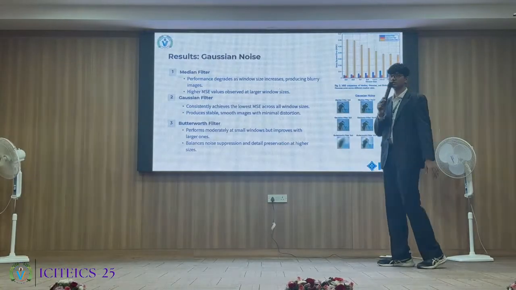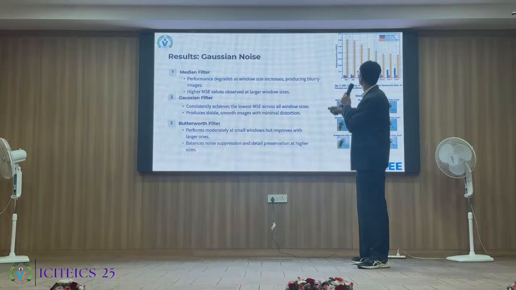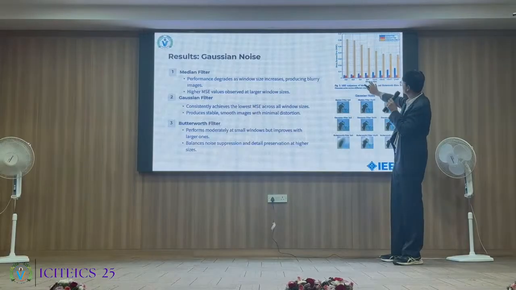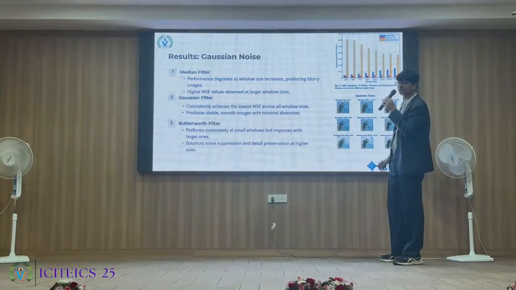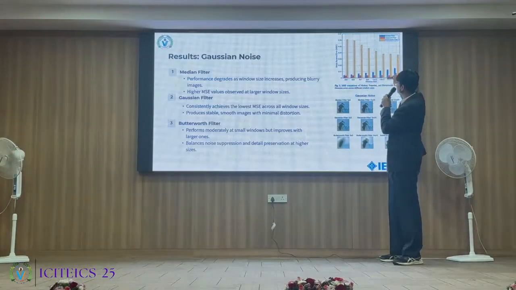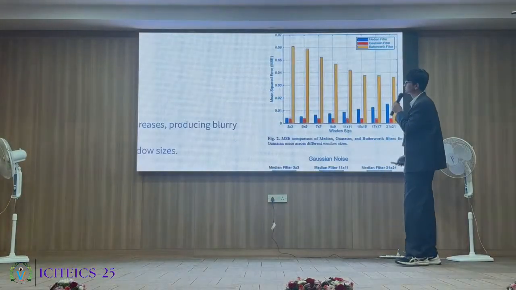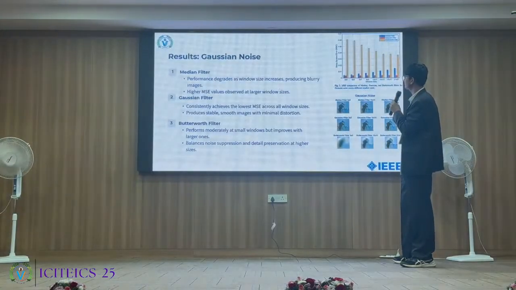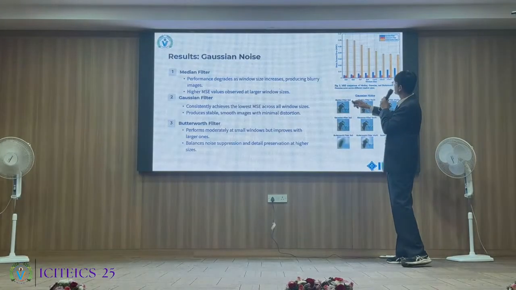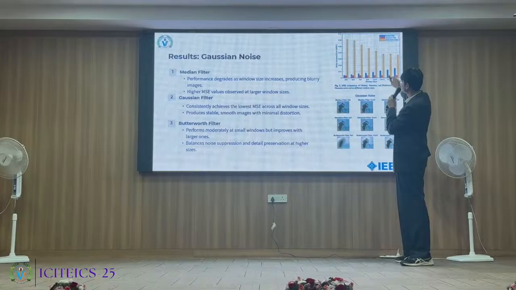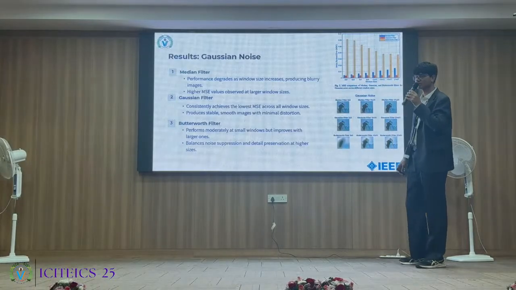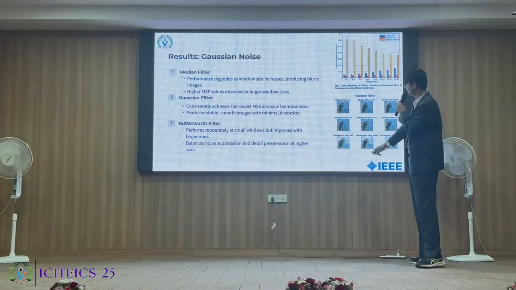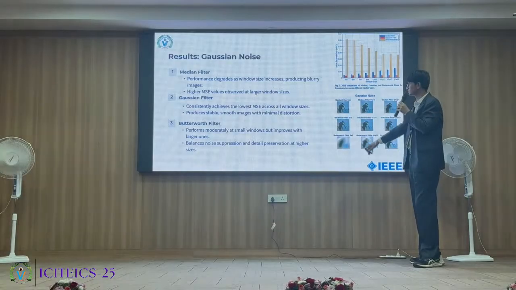So these are the results which we got for Gaussian noise. Here we can see that the Gaussian filter remains constant irrespective of the window size. For the median filter, on the other hand, the MSE keeps increasing, with blurriness in the image, while the Butterworth filter gives the highest amount of MSE, that is the most blurred effect, at lower window sizes.